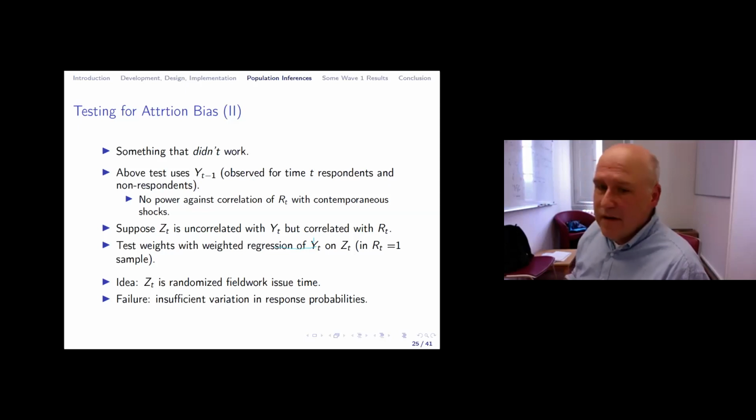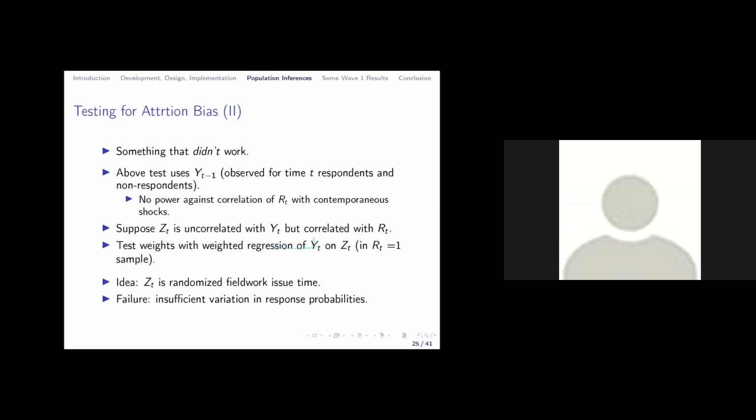And so if we failed those tests, we would know that response was related to contemporaneous shocks and the weighting strategy was inadequate. So we're back to the drawing board with generating random variation in response rates. But if we can generate random variation in response rates, we think we have a way to test for exactly the problem that you're describing, Peter. That's what I was trying to say. Yeah, that's a neat idea. I like it. I like it a lot. Thank you.